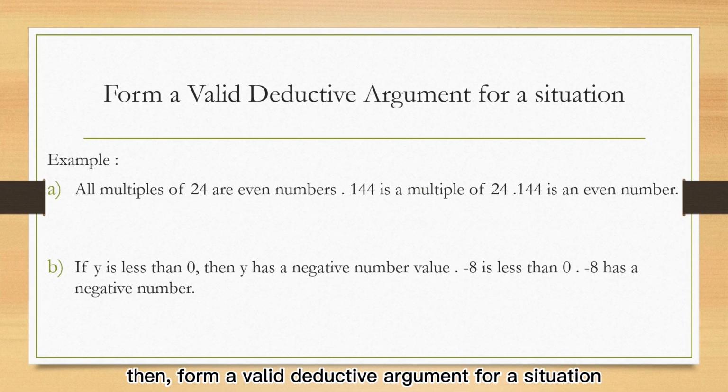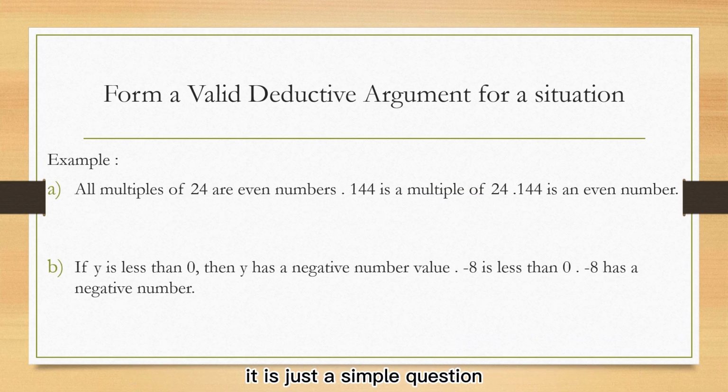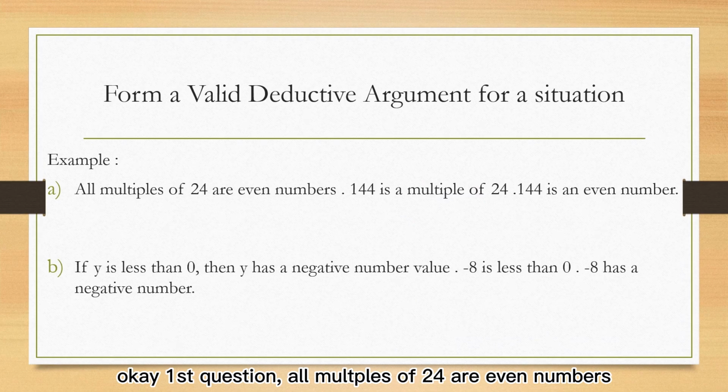Then, form a valid deductive argument for a situation. It is just a simple question. Okay, first question. All multiples of 24 are even numbers.